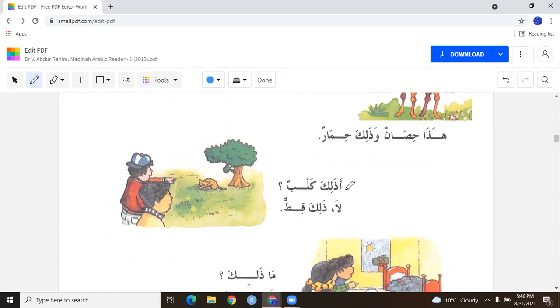أذلك كلب؟ Is that a dog? لا, ذلك قط. No, that is a cat. So can you please remind me what this alif here is for? The alif is for a question. Yes, so when you add the alif, it brings a question into the sentence. Is that a dog? And the answer is no, that's a cat.